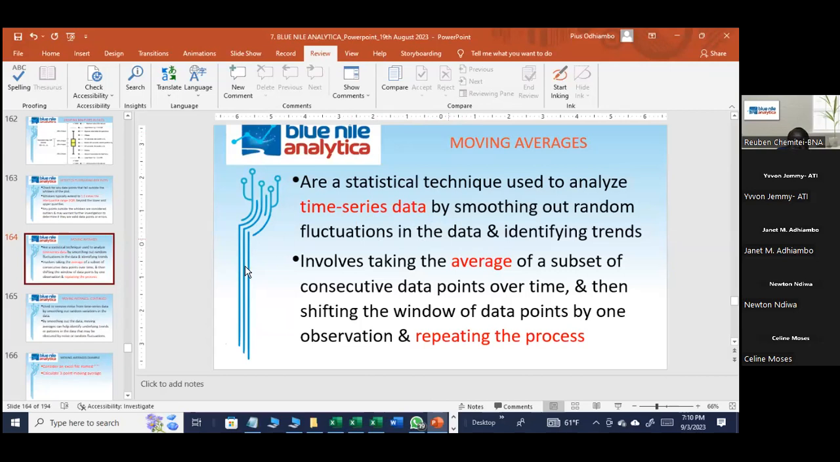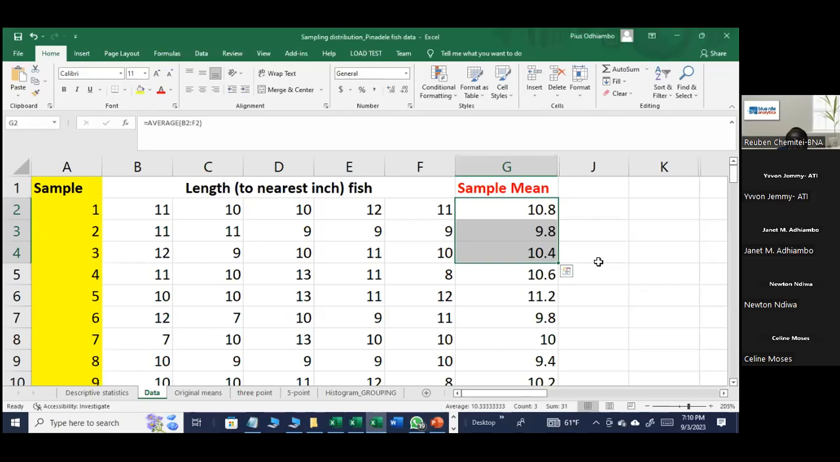So what we do in this data here is, first we take the average of the first 3 points. Then secondly, we take the average beginning from the second value. Then we take the average of the next 3. Then once we've done with that, we take the average again beginning from the third value. So at every point, we will be moving a step, but taking an average of 3 data points. In such a case, we talk about a 3-point moving average.